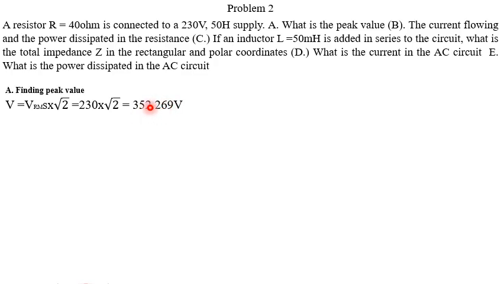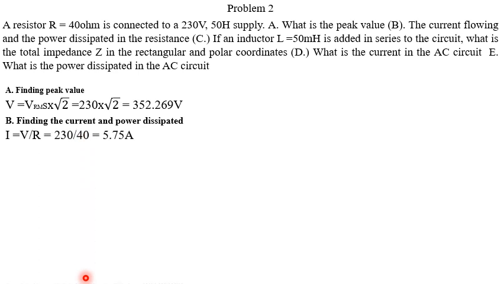After doing that, they asked for the current flowing and the power dissipated in the resistance. How do we calculate the current? Current is equal to V over R. So finding the current, we divide the voltage by the resistance. The voltage was 230 volts and the resistance value was 40. Dividing it, we have our current as 5.75 amps.